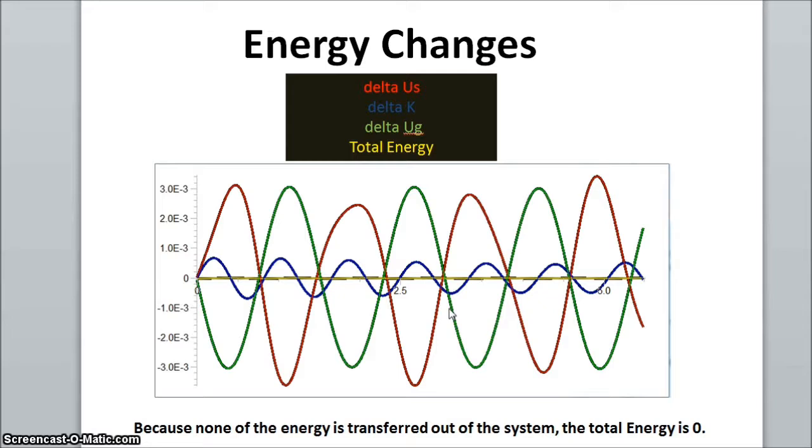Also, the energy principle is satisfied because the energy has been conserved, as the change in total energy is equal to the change in kinetic energy plus the change in potential energy.